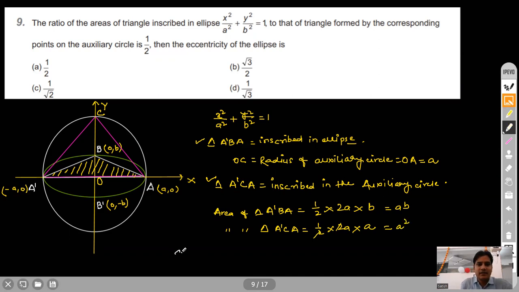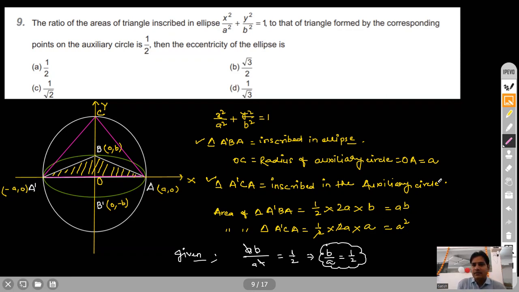Now, as per the given information, we can write the area of triangle A'BA upon the area of triangle A'CA, that is ab upon a square, is equal to 1 by 2. So from here, what we got? We got this ratio b upon a is equal to 1 upon 2. Now we have to find the eccentricity of this ellipse.